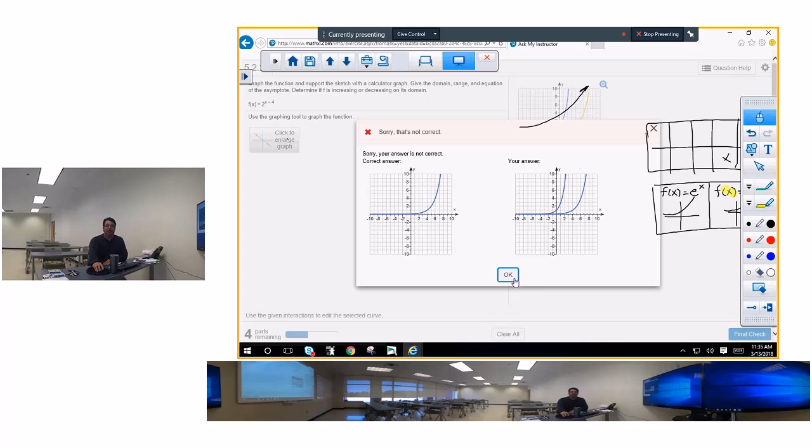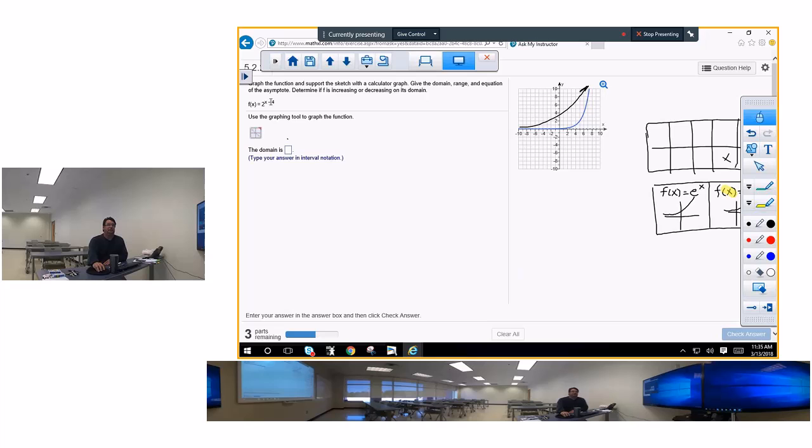Remember, if the x is tied to a number, that's your horizontal shift. If it's not tied to the number, if you had 2 to the x and then a plus 4 out here beside the 2 to the x, then that would be a vertical shift. It all goes back to the family of graphs.